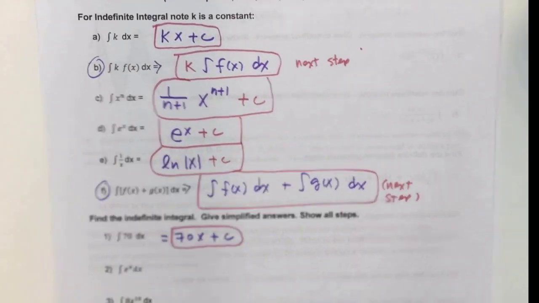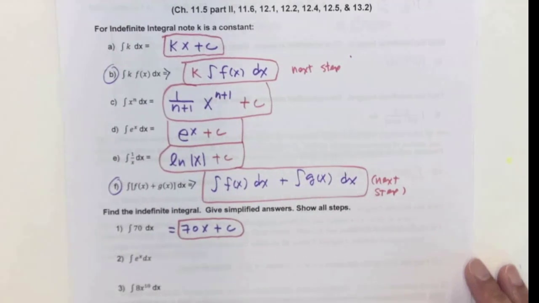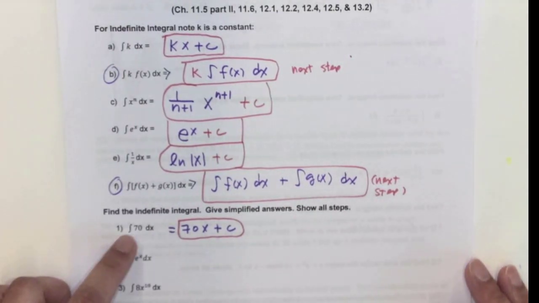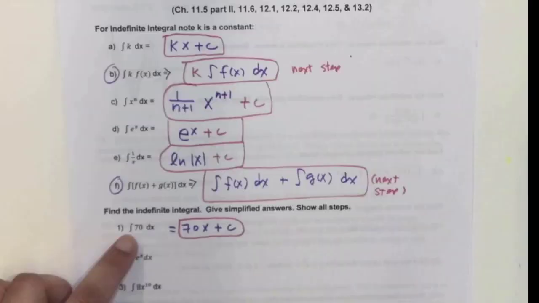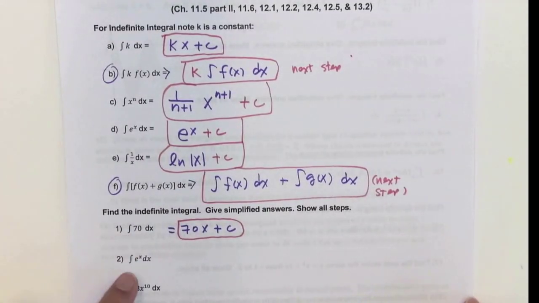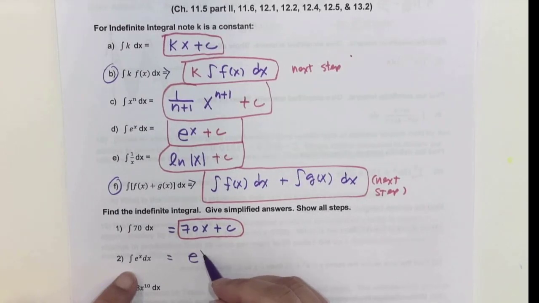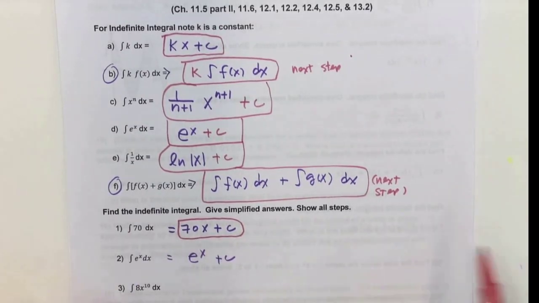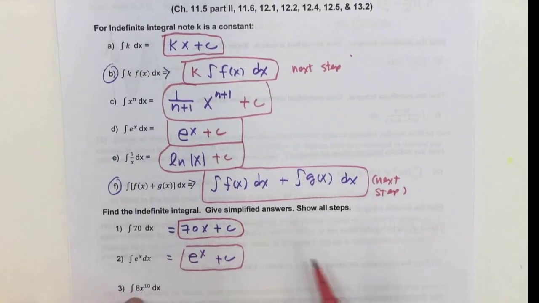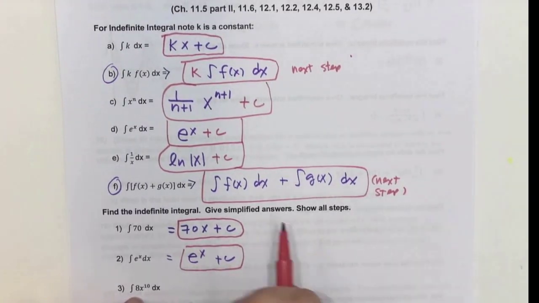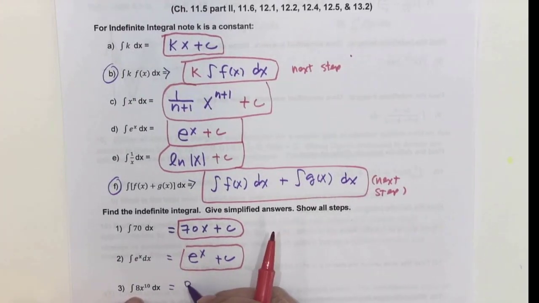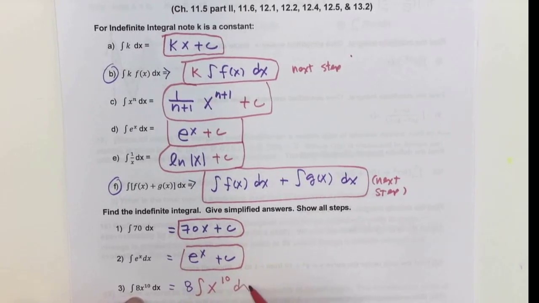Next part is applying those properties. So the first one is just a number. So just now we said just put an x with it plus c, because this is an indefinite integral. Number 2, what do we get? E to the x plus c. And then the next one has a number in front of it. So first we will do what? Pull the 8 out, pull the number out, and then take the integral of x to the 10 power dx.